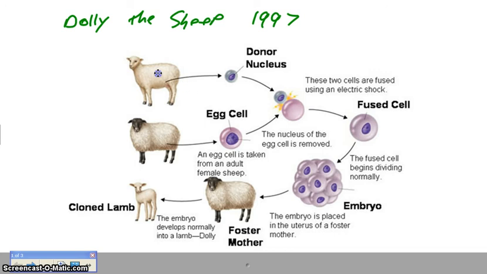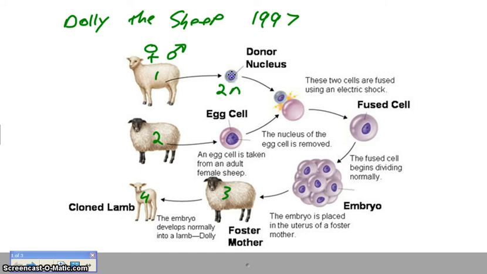So first things first, we'll number these sheep. We'll say this is number 1, number 2, number 3, and number 4. The way that we start the process of cloning is we take a regular diploid cell, a regular somatic cell, from sheep number 1. Now sheep number 1 could be a female or a male. It doesn't matter. All that matters is that we have a diploid cell with a diploid nucleus.